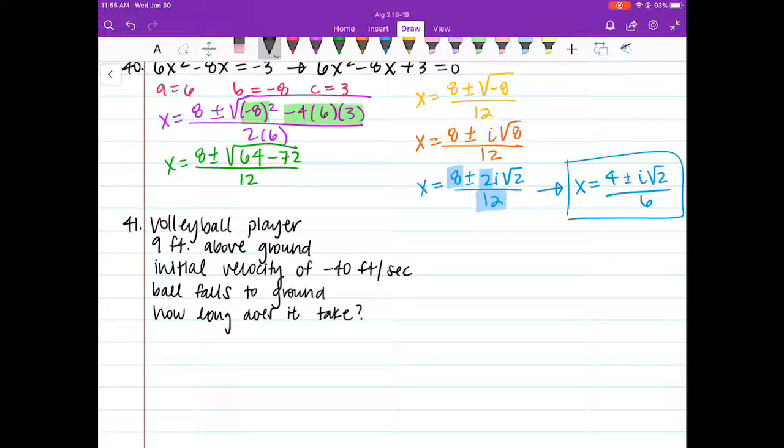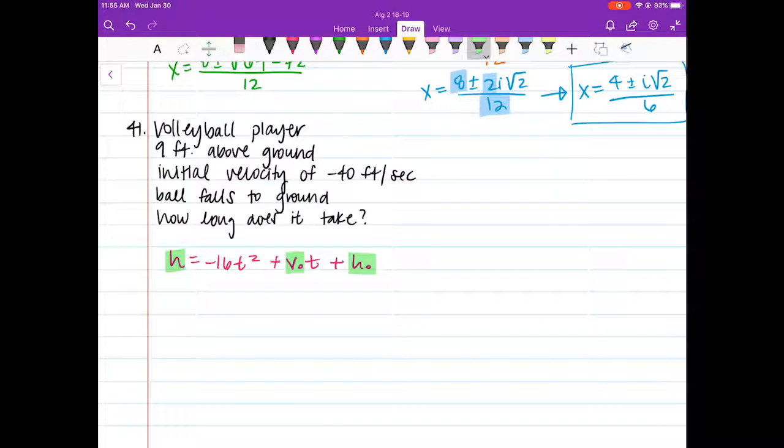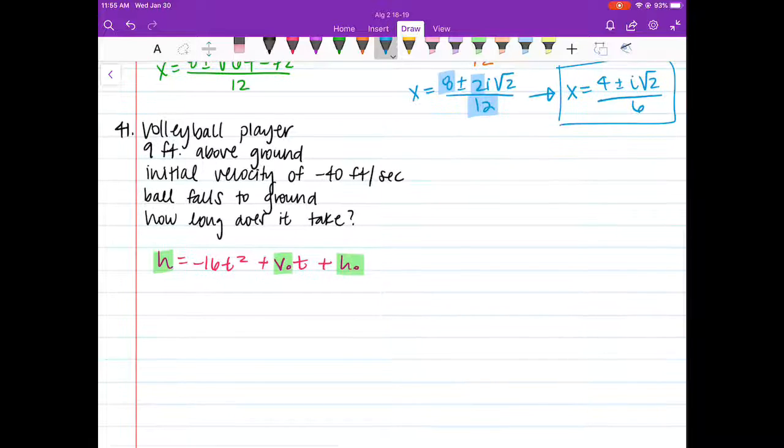For this problem, we need to remember our formula. h equals negative 16t squared plus v naught t plus h naught, where the first h is your final height, your v naught is your initial velocity, and h naught is your initial height. Well, if I want my ball to fall to the ground, that means I need the height to be 0. So 0 equals negative 16t squared plus v naught, initial velocity, negative 40 feet per second. So plus negative 40t, or you could just have minus 40t, plus an initial height of 9 feet.